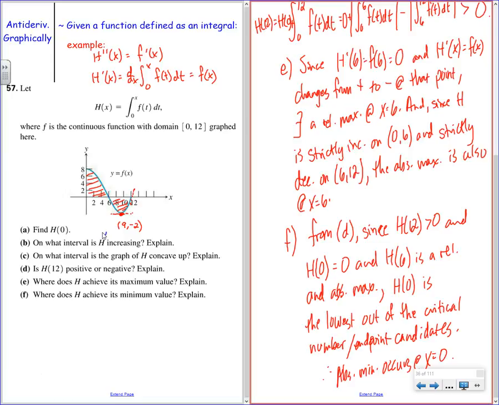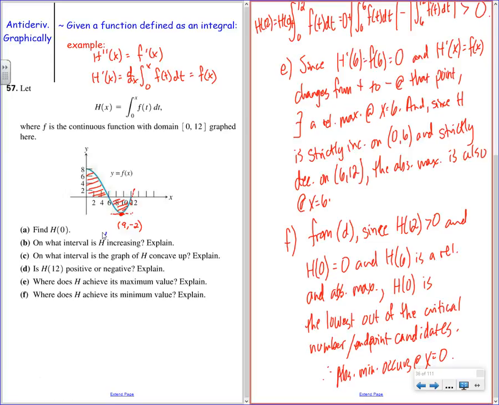Don't say H of 0. Long story short, critical numbers and endpoints. We have to test 0 and 6 and 12, and they basically ruled out 6 because it's the relative max, absolute max, that's not good. H of 12, we already showed was greater than 0 by letter D, which means it's some positive number because of the overall accumulation: positive area being greater than negative area. So at 0 is going to be the lowest value, so therefore it's going to be the absolute min.